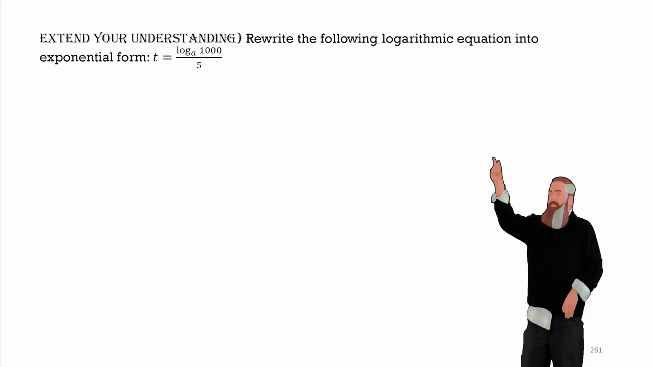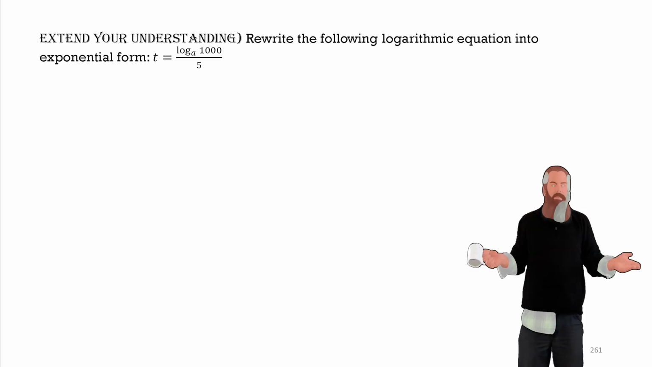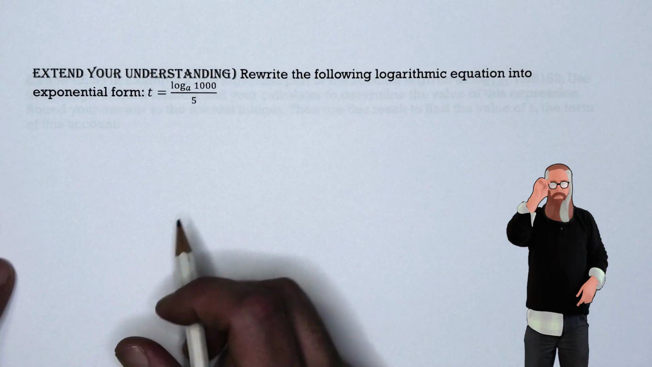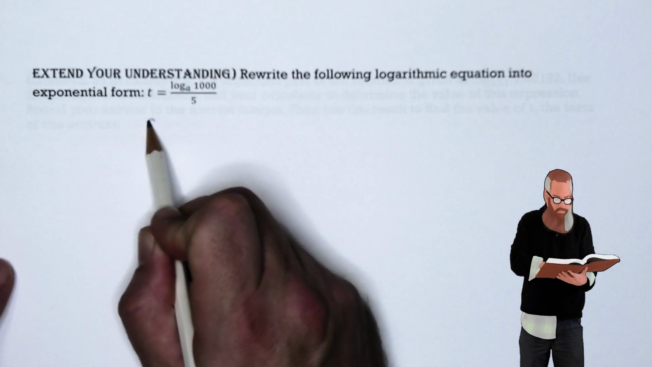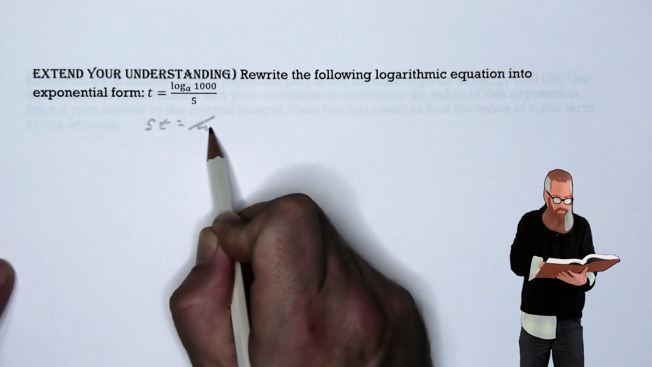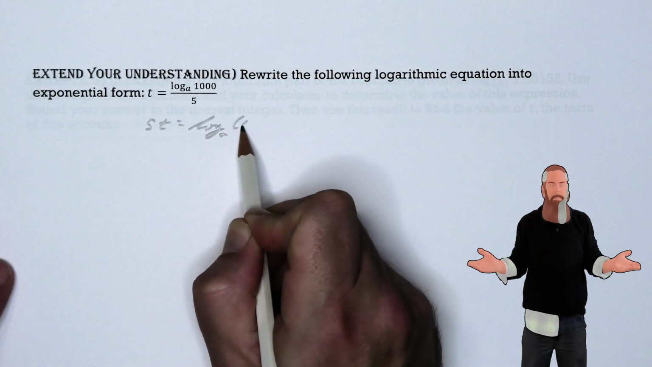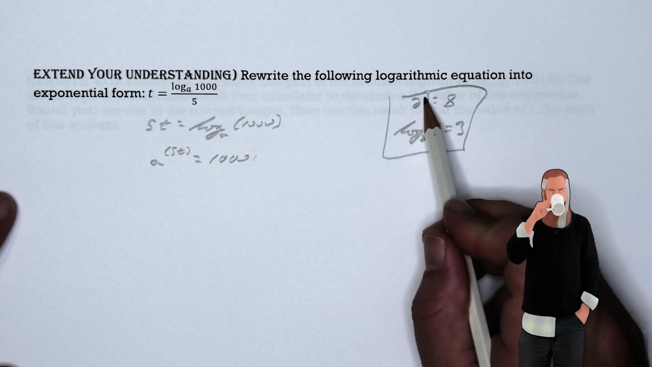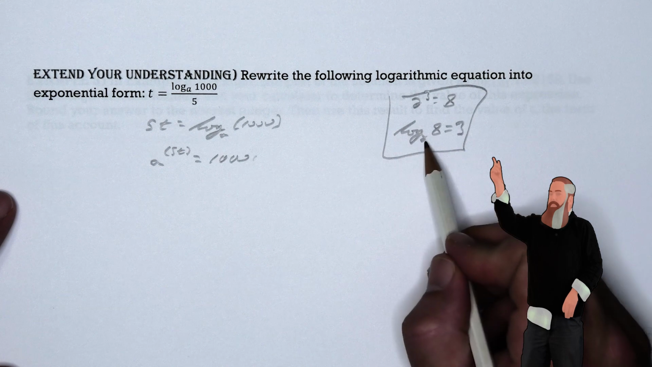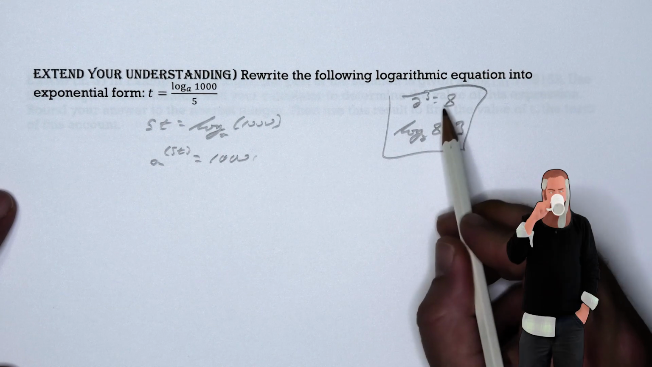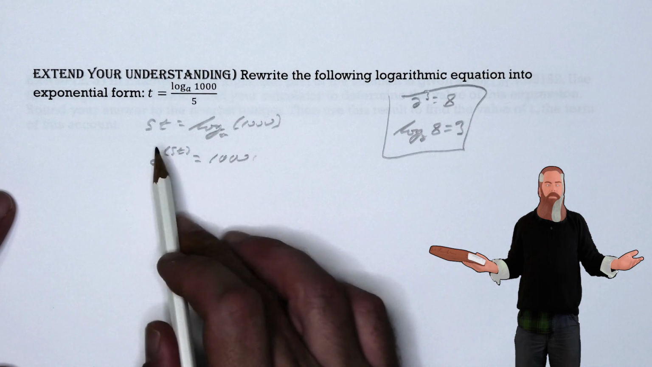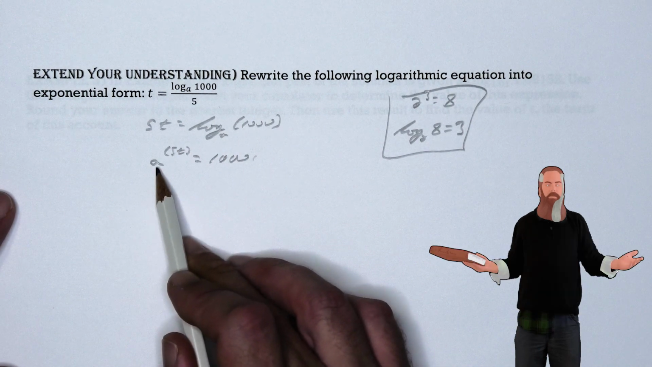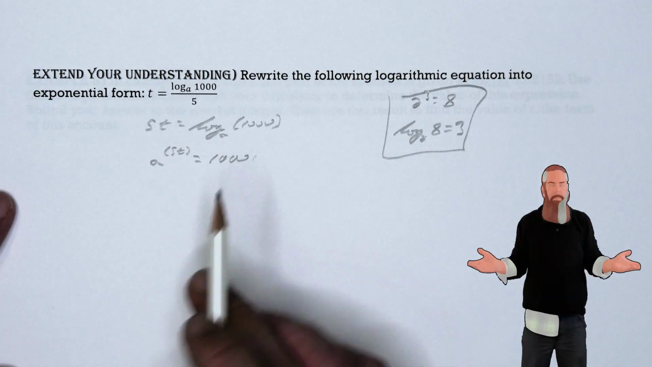Let's extend our understanding of this and rewrite the following log into an exponential form. So the first thing we're going to do is multiply both sides by 5 so that we can get 5t is equal to log base a of 1000. Something I like to keep in mind as a simple translation is 2 to the third power is equal to 8, meaning log base 2 of 8 equals 3. And we can follow this in either direction, so that 5t equals log base a of 1000 will give us a to the 5t power equals 1000.